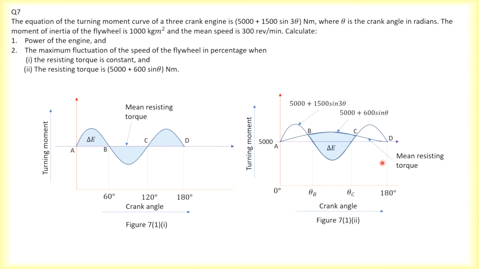And then the second case is when you have something like this. That means your mean resisting torque line, instead of being horizontal, is now obeying the law of 5,000 plus 600 sine theta, the curve equation. So, two cases. Based on the first case, remember this is the energy developed by the engine.